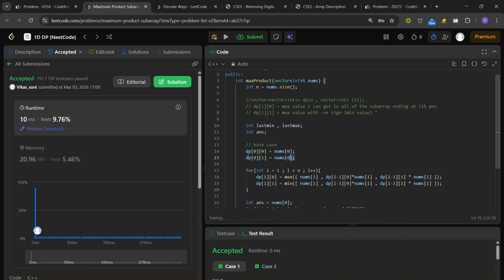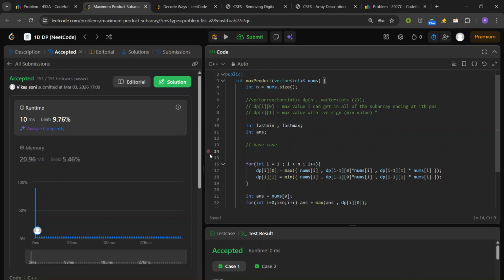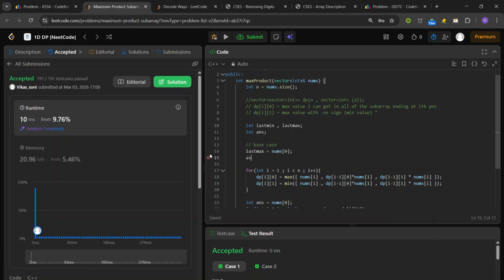So now the base case is going to be that the last max is going to be nums of 0, and the last min is again going to be nums of 0.